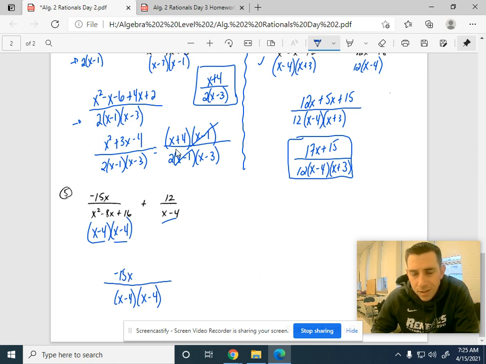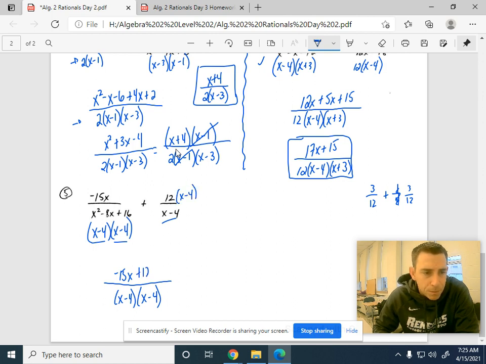Think about if I asked you to say, 3/12 plus 1/4. Okay, well, the common denominator is 12. I only have to adjust this one, right? We don't have to adjust both. Kind of the same sense here. Well, this denominator only has one factor of x minus 4, so I have to include the other.